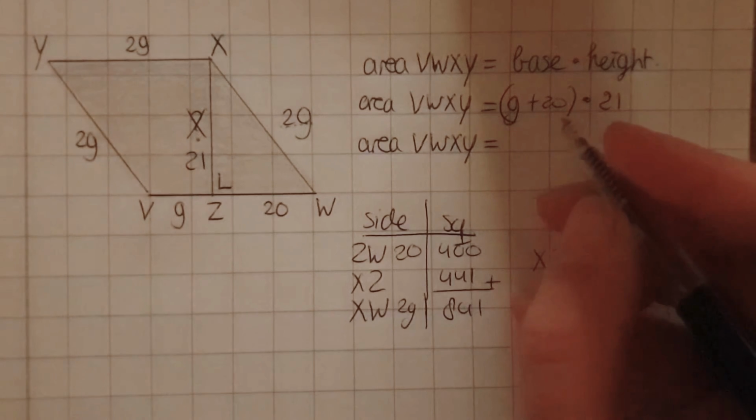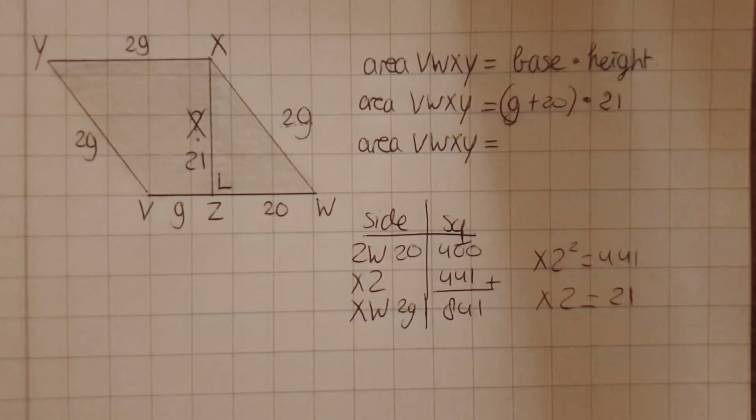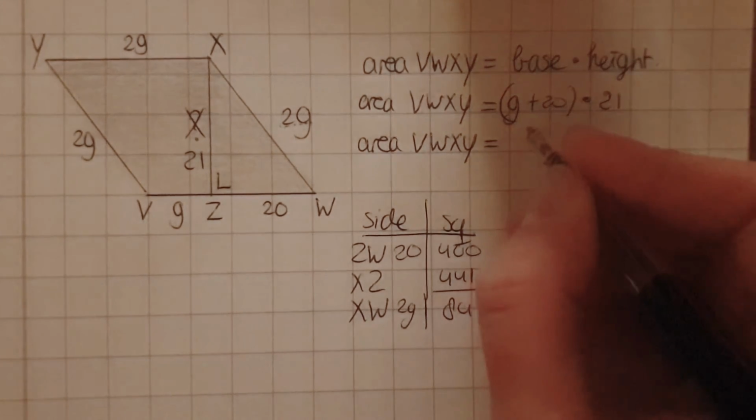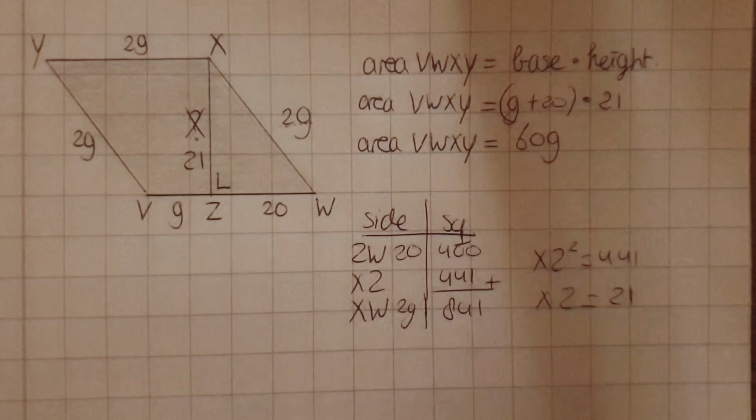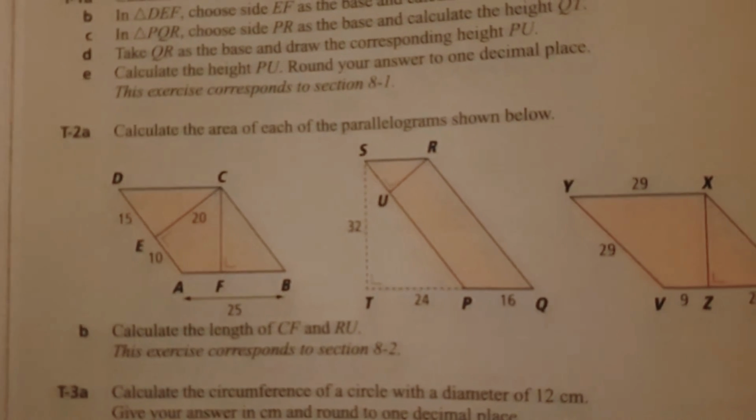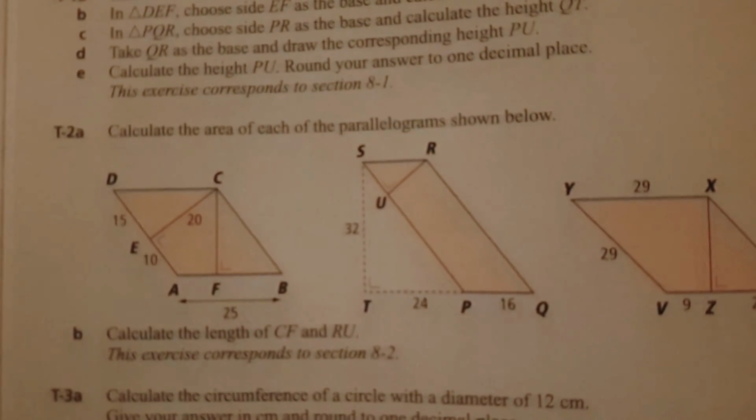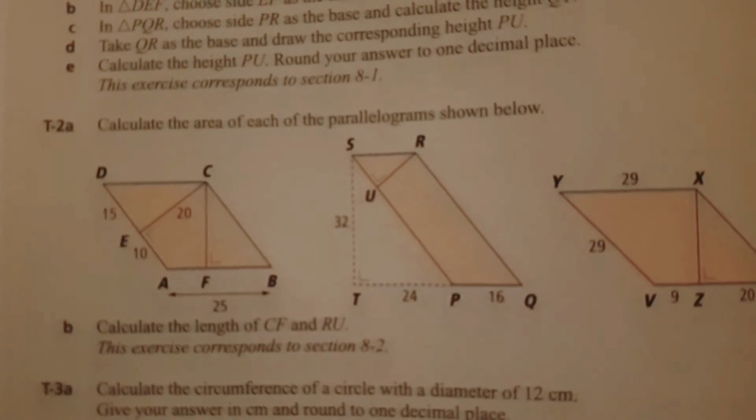And 9 plus 20 is 29 times 21 is 609. So the area of parallelogram VWXY is 609. Exercise T2B says, calculate the length of CF and RU.